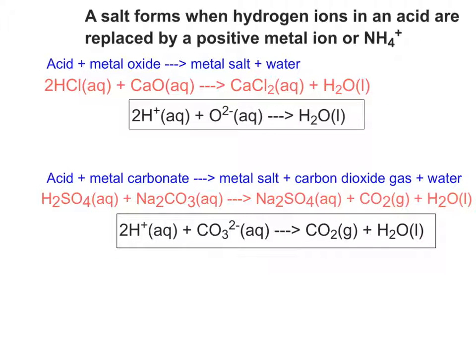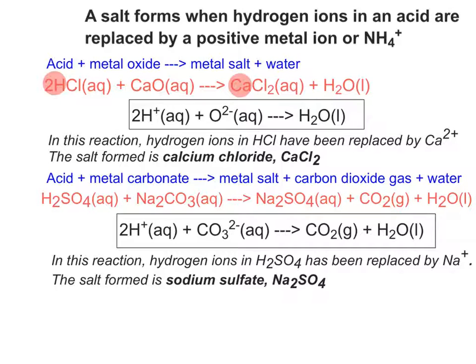So looking at the reactions from the last slide, let's apply the idea of what a salt is to those same reactions. So a salt forms when hydrogen in an acid is replaced by a positive metal ion, or NH4+. So in the first reaction you can see that H+ in HCl has been replaced by Ca2+ to make calcium chloride.